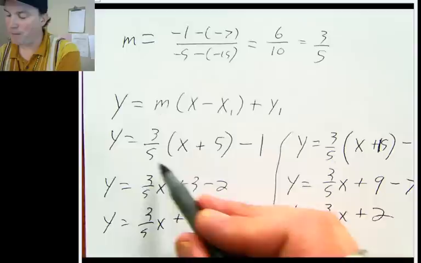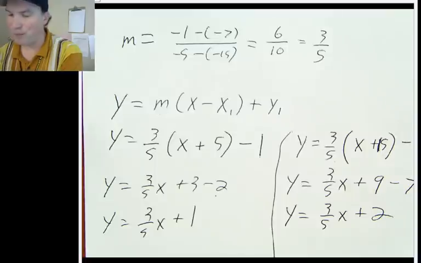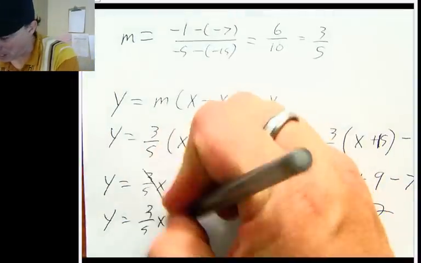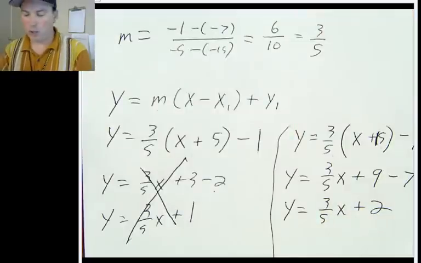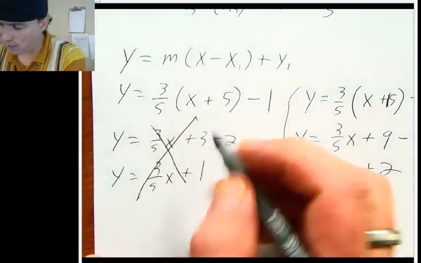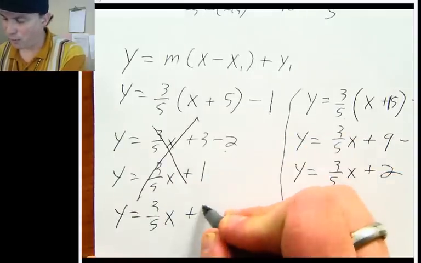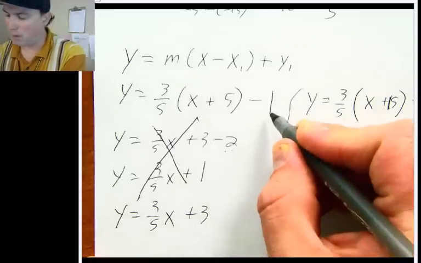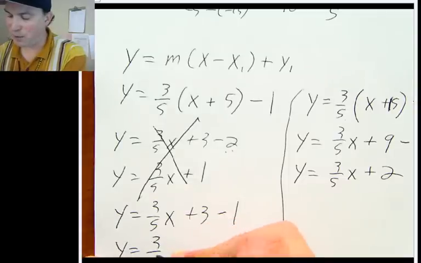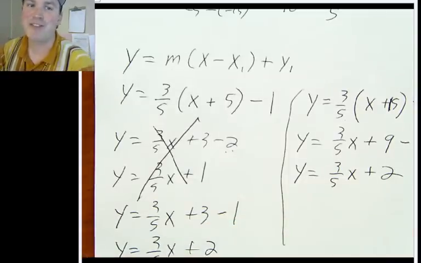Oh, here we go. I had a -1 here, and I made a mistake and wrote it as a -2. Well, I have taught students to cross out that mistake and continue along, just redo it down below. 3/5 times x, 3/5x, plus 3, and then not minus 2, but minus 1. And 3 minus 1 is 2, and I end up with 3/5x plus 2. Hey, the two equations do match now.